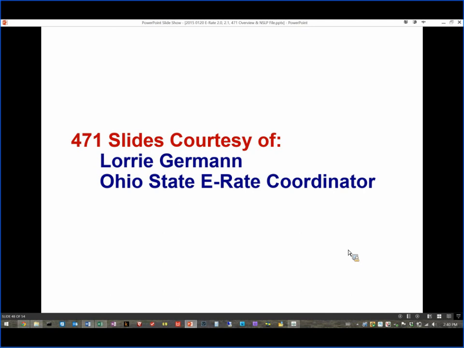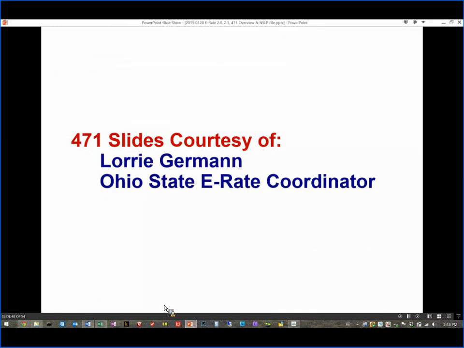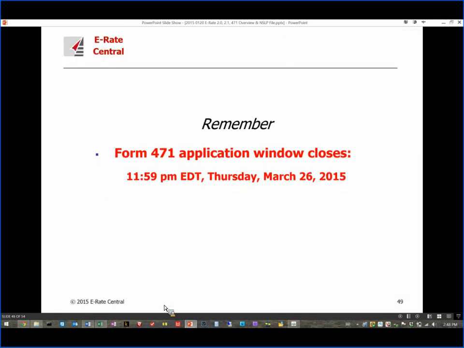The Ohio State E-rate coordinators, Larry, detailed 471 training, but we haven't decided when that's going to be. The reminder that the Form 471 application window closes on March 26th at 11:59.